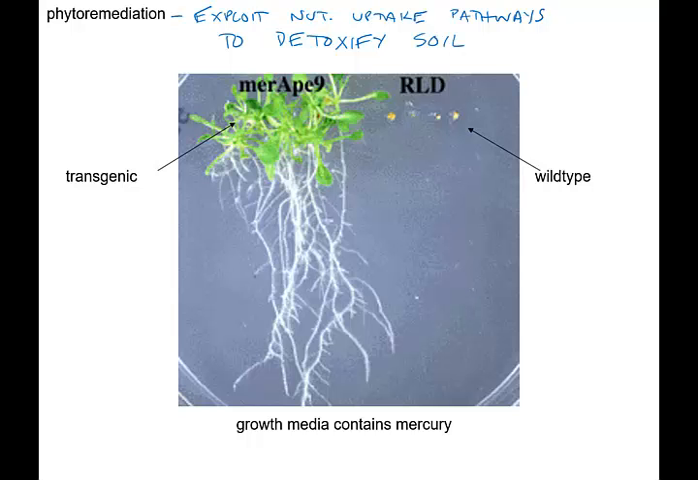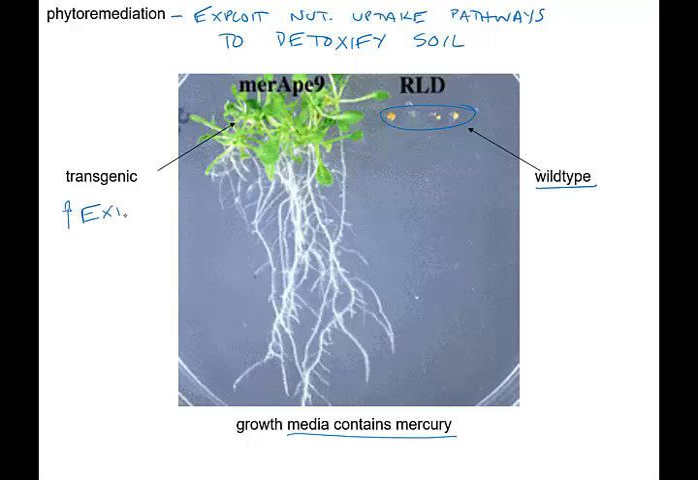Here's one example. These plants are grown in a media that contains mercury, and mercury is a neurotoxin for humans. It's also toxic to plants, and you can see that here. These wild-type plants fail to germinate and grow, whereas these big green plants on the side here are transgenic.